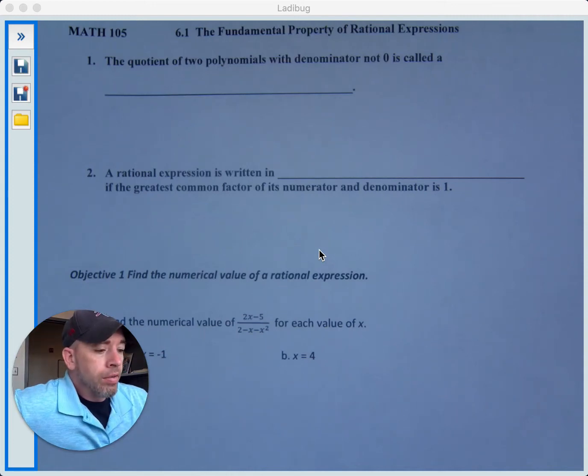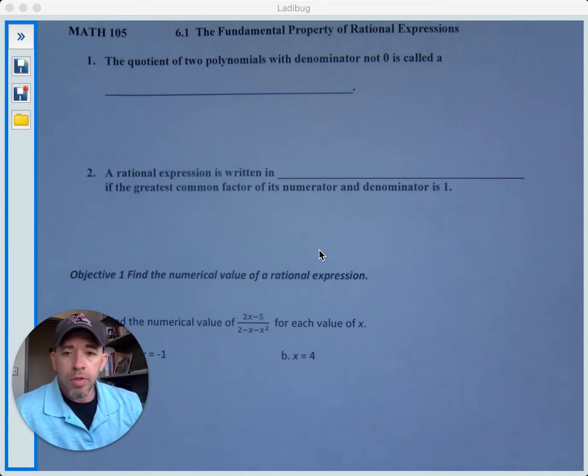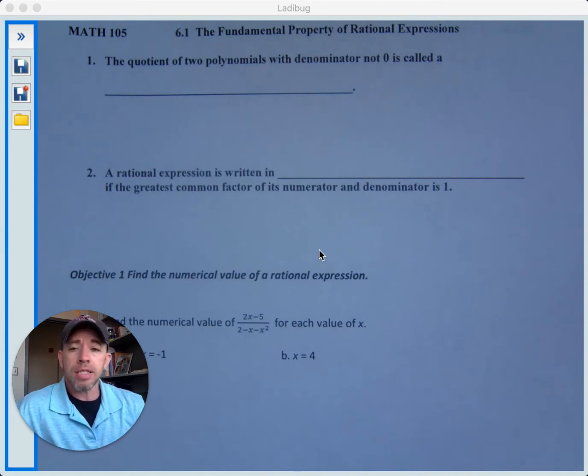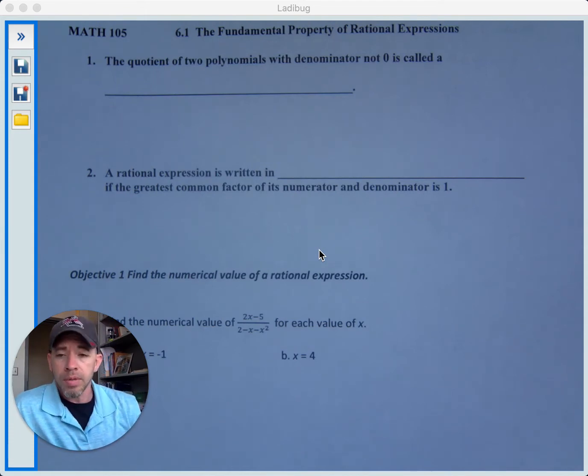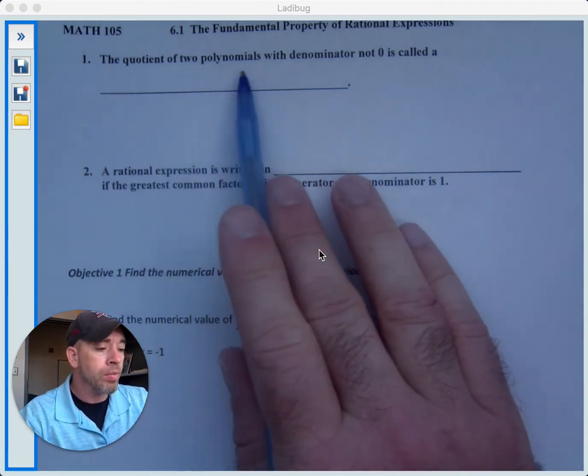Hey everybody, we are ready to start chapter 6. First section is on the fundamental property of rational expressions. So we'll start to talk about what a rational expression is, and we'll do a few simple things with them in this section. So first of all, a rational expression is the quotient of two polynomials.